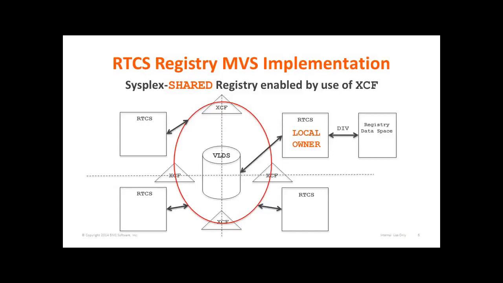When data in a registry needs to be accessed from the address spaces executing on a system in the Sysplex, other than the one on which the registry data space exists, RTCS uses XCF to transmit the request to the owner of the registry and receive the response or data in return. Each RTCS subsystem address space is a member of the XCF group that is dedicated to that registry.